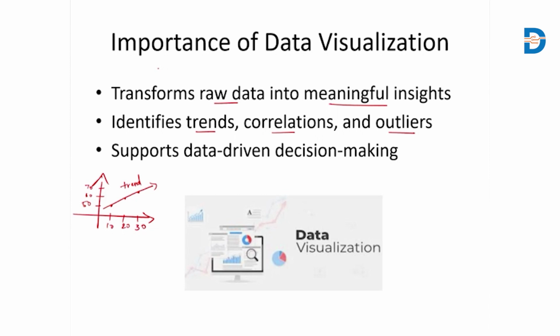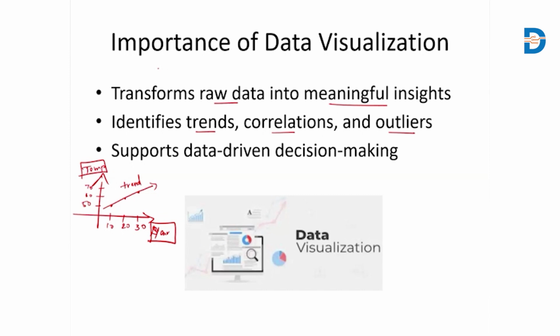Then correlation. Correlation is nothing but the relationship between, let's say here we are considering years and temperatures. It will identify how far the year and temperature are related. That is what is called correlation.